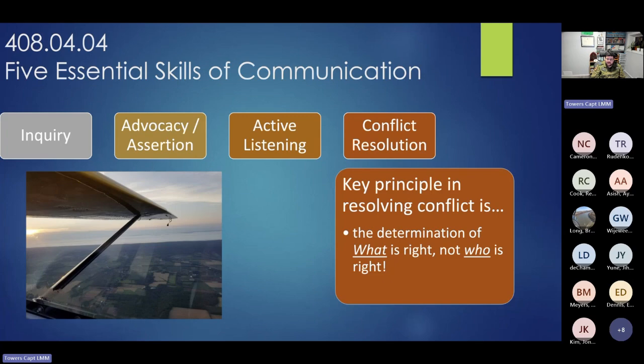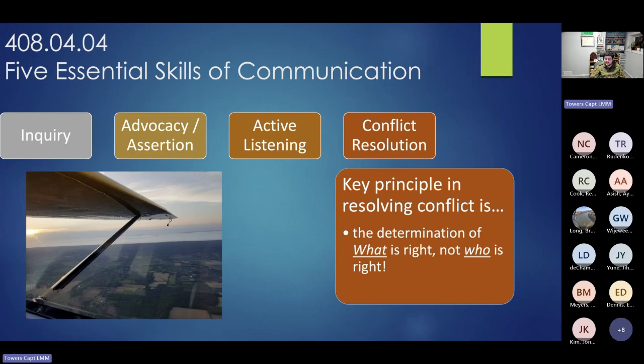Okay, the last skill, or it's missing one, but conflict resolution. So is conflict a good thing? Is it a bad thing? Not all conflict is bad. In fact, the presence of occasional conflict means that personnel are concerned about the operation. If they weren't, they wouldn't bother to raise the issue.